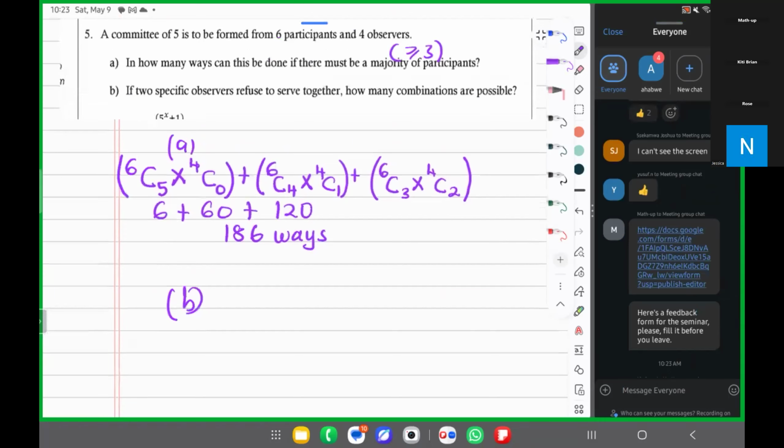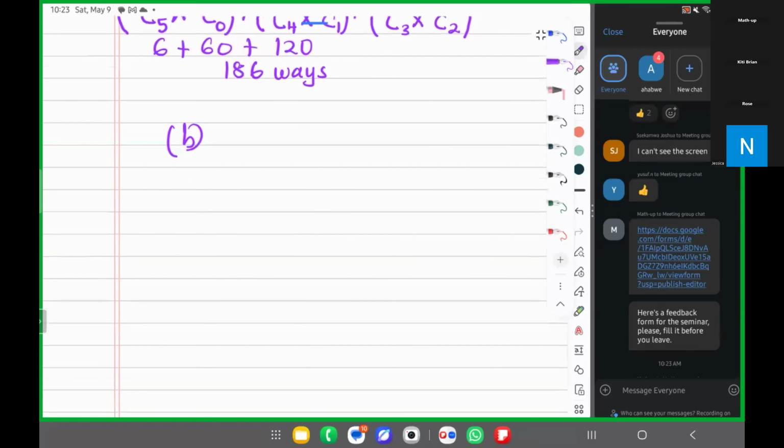So realize that part B is totally independent of part A, which means that in part B, I just want to form a committee of 5. I don't care about the number of participants and observers, just like we had in part A. The condition is that 2 specific observers refuse to serve together. So here, the easiest way to have it done is to have the total number of ways possible.